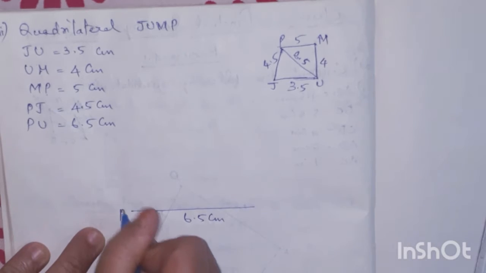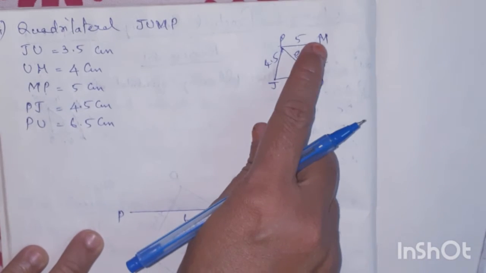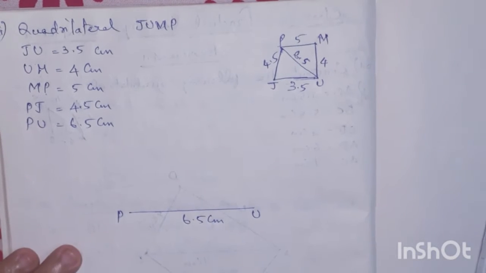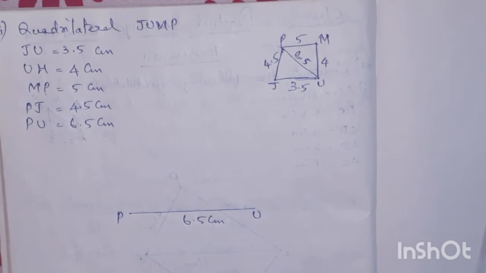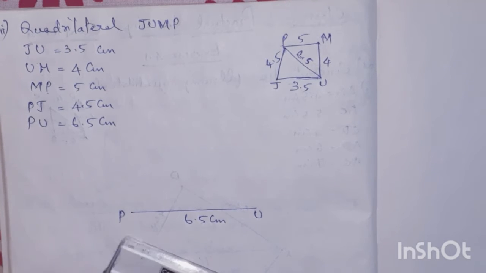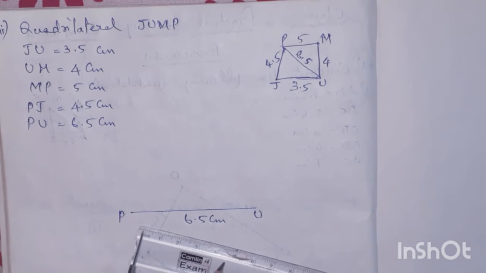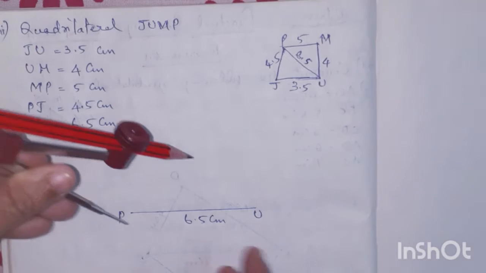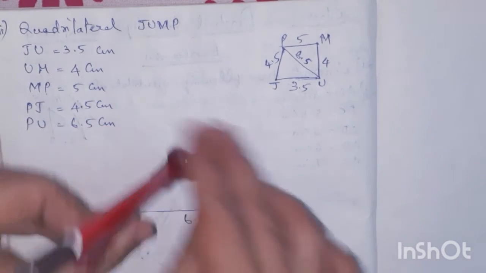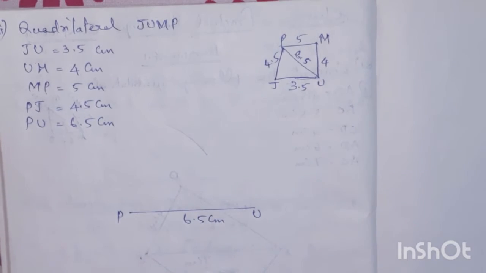PU. From P we can draw 5 centimeter and from U we can draw 4 centimeter. First from P, 5 centimeter. From U we have to draw 4 centimeter.